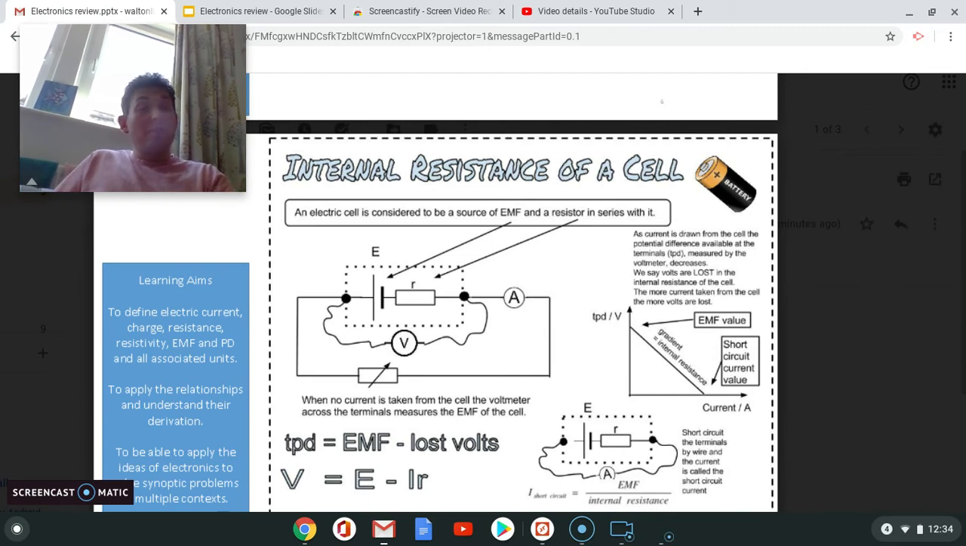Which means it reduces the number of terminal potential volts. So it goes down like that. If you use this equation as a y equals mx plus c graph, or in this case, y equals c minus xm, you'll get the gradient as the lost volts, and you'll get the intercept as your EMF value. This is useful, and you need to be able to do it.